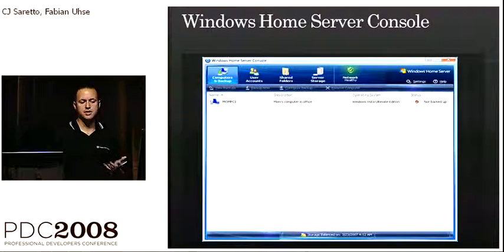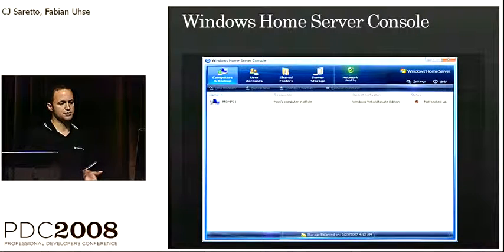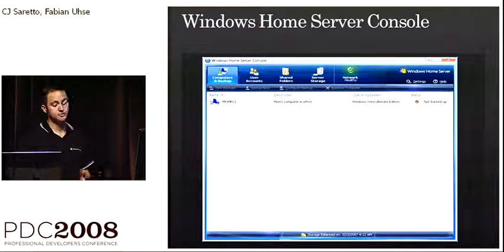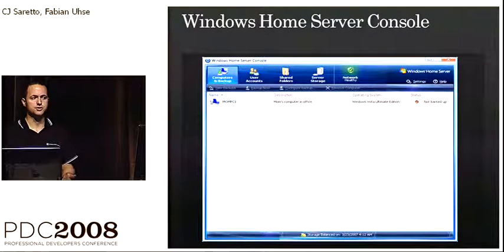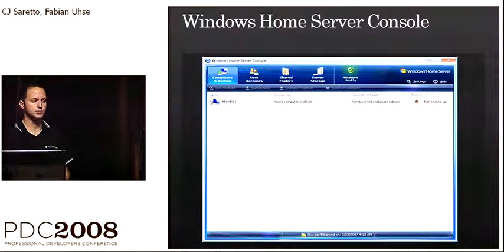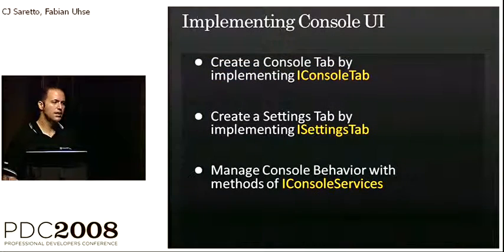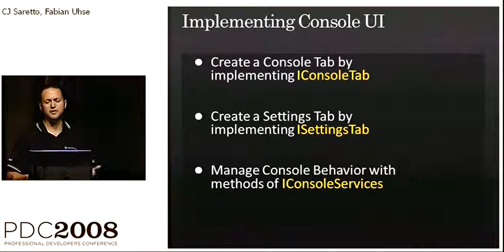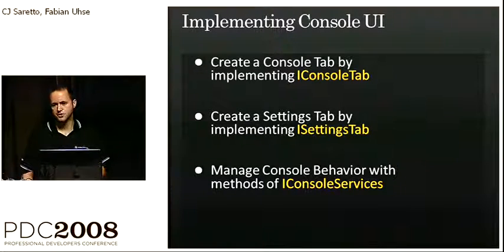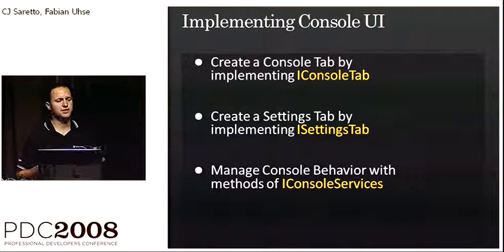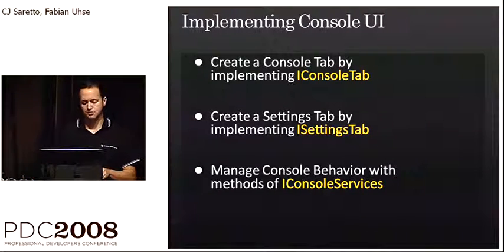The Home Server console is the central administration point for Windows Home Server. And as such, if you're putting services on Home Server, you're clearly going to need a way to extend the console, and we built the Home Server console in an extendable way. Extending the console comes down to three interfaces: IConsoleTab, ISettingsTab, and IConsoleServices. Rather than talk about them, I simply want to show you how to use them.